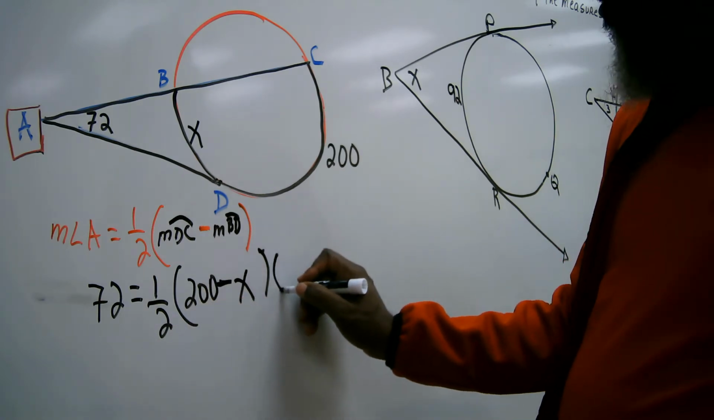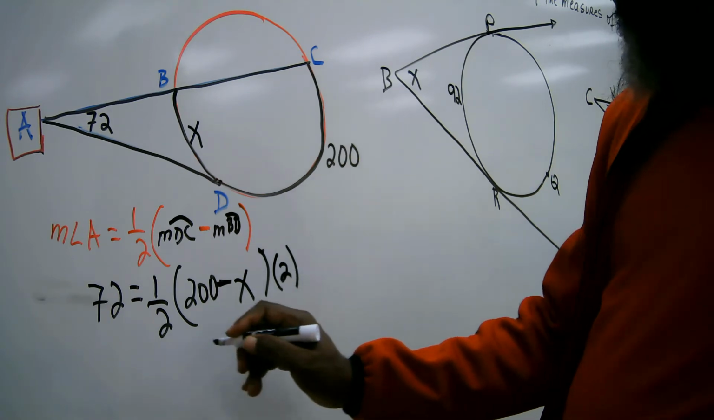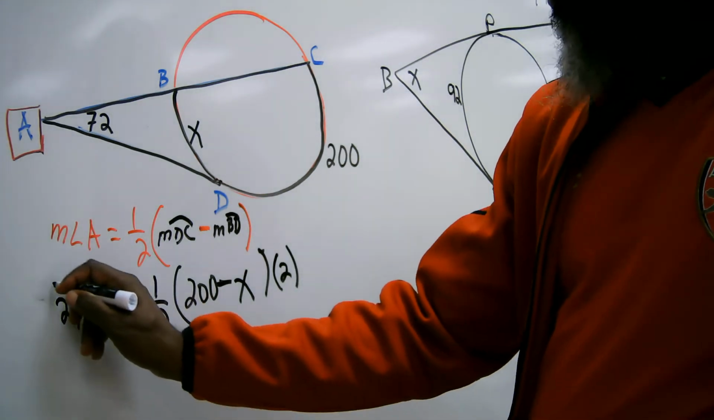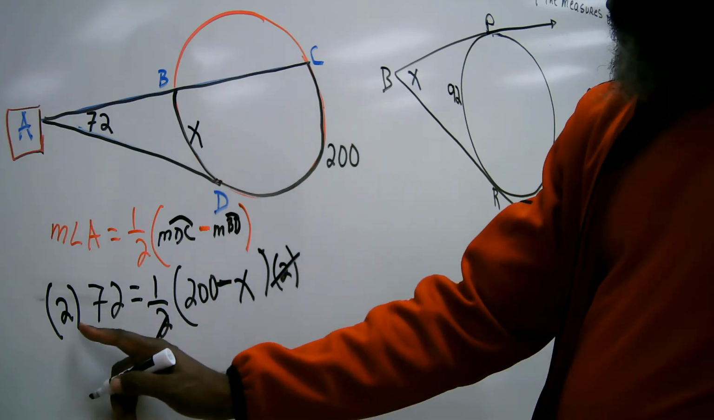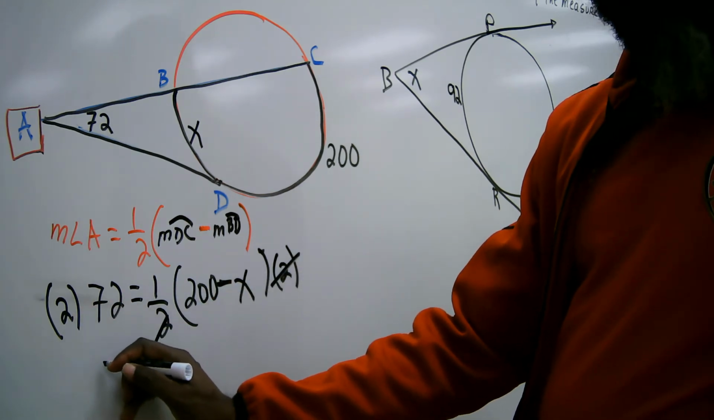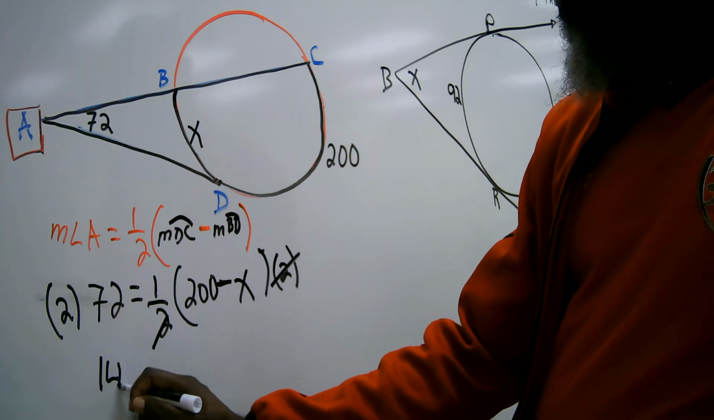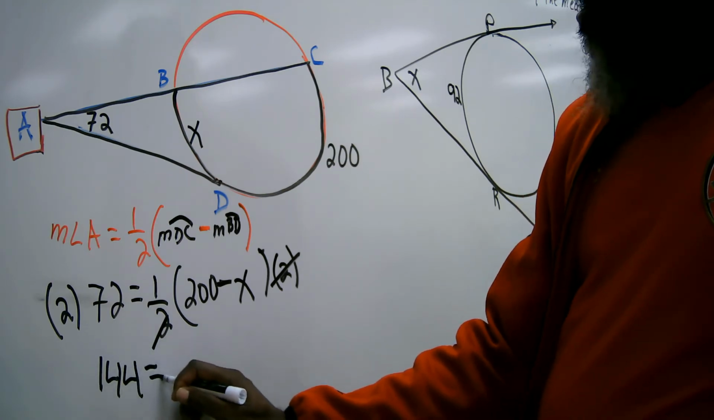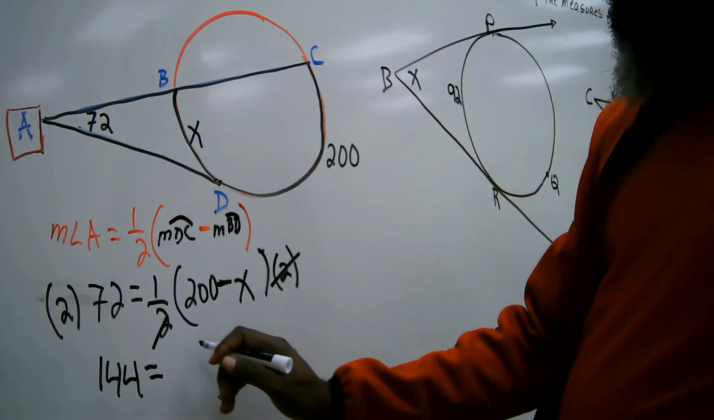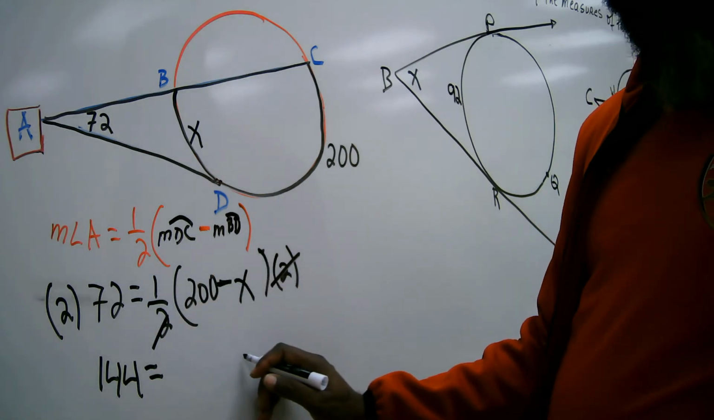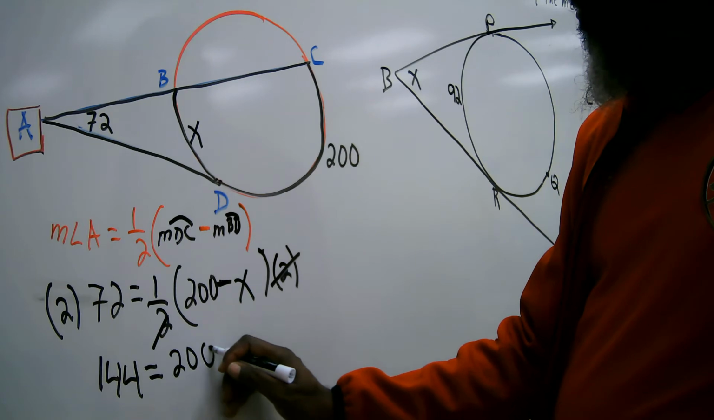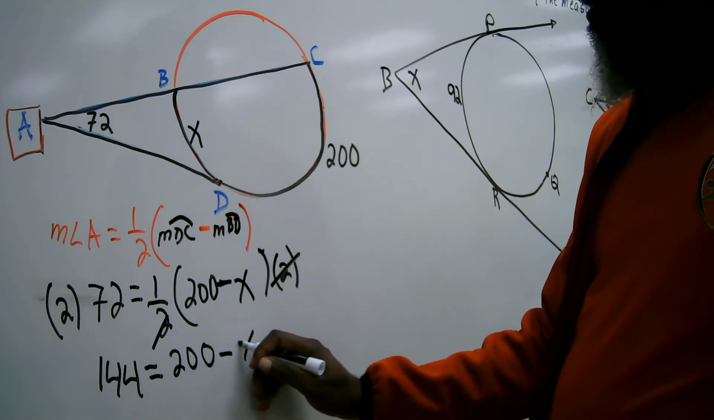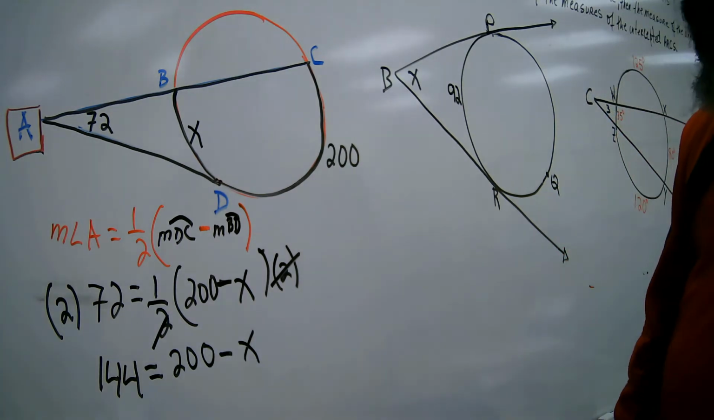Now, to solve that equation, I'm going to multiply both sides by 2. Then I can cancel my 1/2, which is my denominator. Then 72 times 2 gives me 144. Now the only thing I have is a 1 that I can distribute; anything times 1 is itself. So I will have 200 minus x.